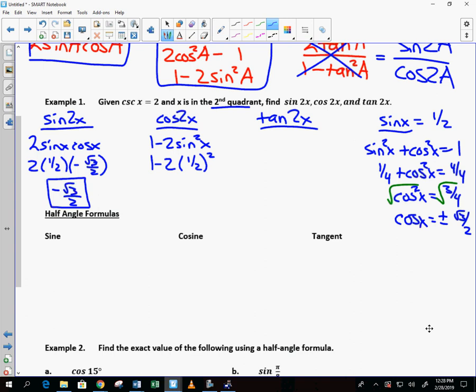All right, great. So this one, I've got 1/2 squared is a fourth times 2. 2/4 or a half. 1 minus a half.